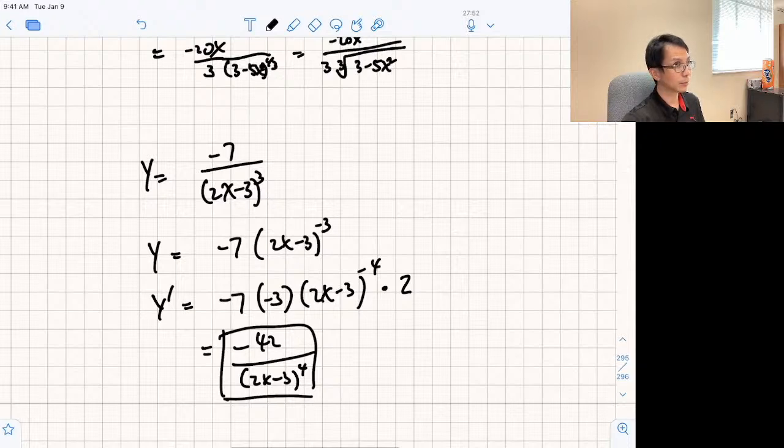And that's chain rule. Is that okay? It's pretty easy, right? Why was it negative 42? Why would you get positive 42? Oh yeah, you're right, positive.